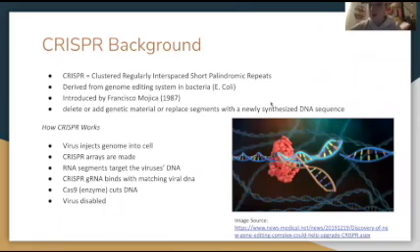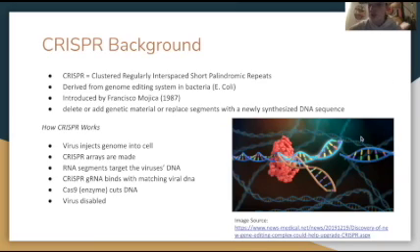So a little bit about CRISPR is it stands for Clustered Regularly Interspaced Short Palindromic Repeats. And it was actually derived from a genome editing system in bacteria, specifically E. coli. Francisco Mojica introduced it whenever he was sequencing one particular strain of E. coli and discovered that there were sequences between the repeats known as the spacer regions of CRISPR, and that matched the sequence of a particular virus.